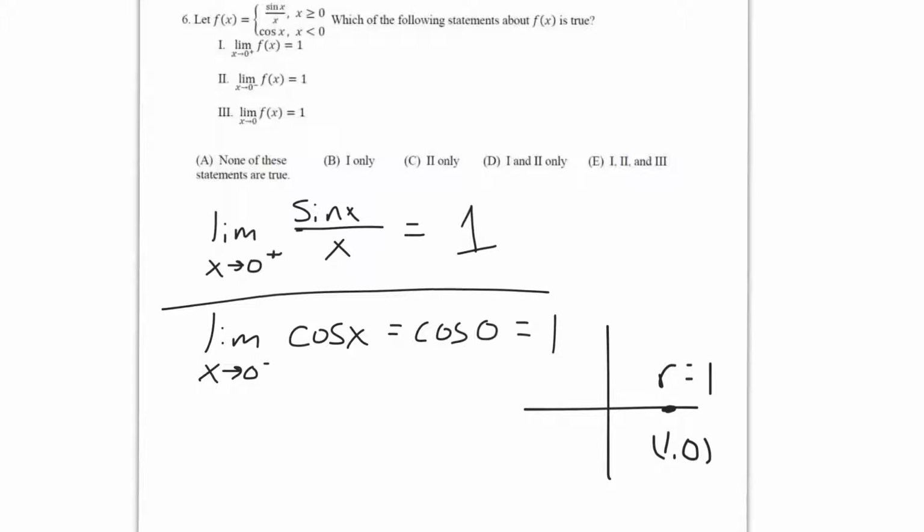So which answer is correct? Well, from the right it's 1. True. From the left is 1. True. The two-sided limit is 1. Since 1 equals 1, that makes that true. So that means 1, 2, and 3 are all true. So E is the correct answer.